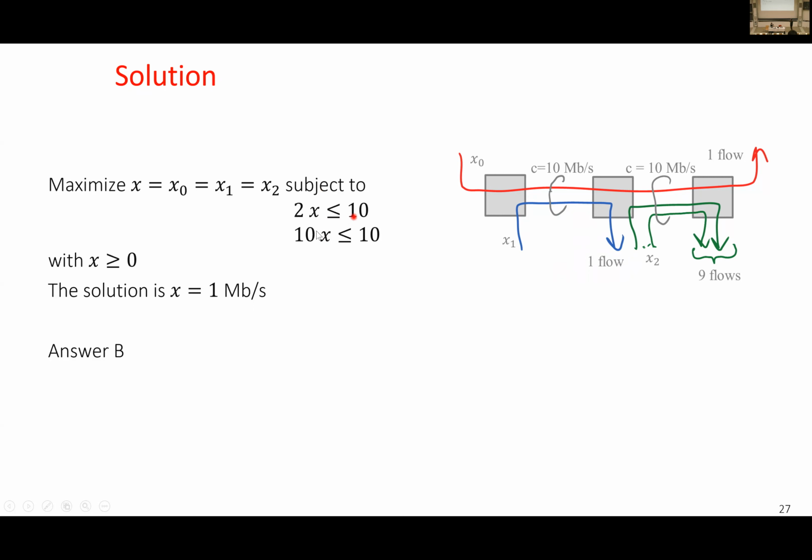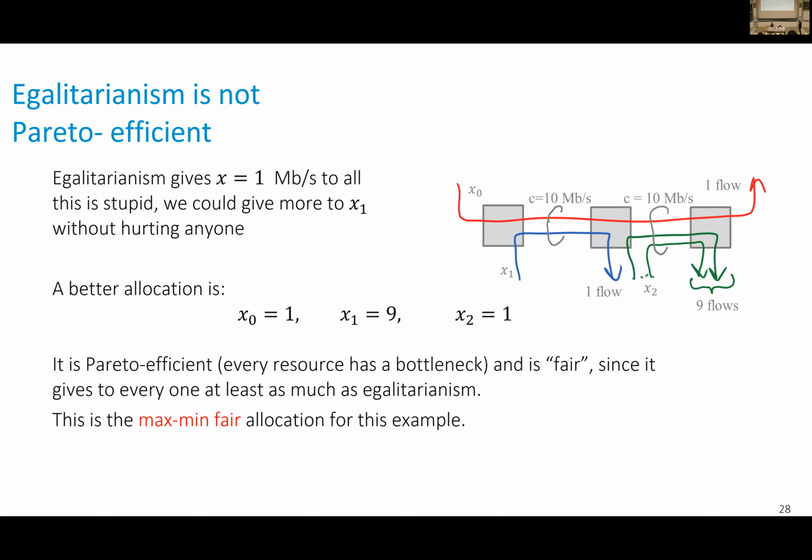Well, if you look at the 2 constraints, we see that one is superseded by the other. So it's X less than or equal to 1. The max of X is 1. So we should give 1 to everyone in this case here. So that is what this dogma would give here. But this, of course, is not so good because it's not Pareto efficient.